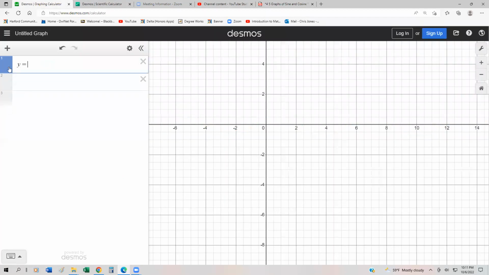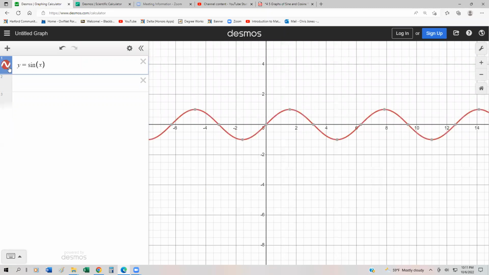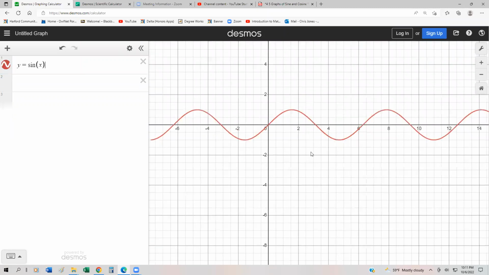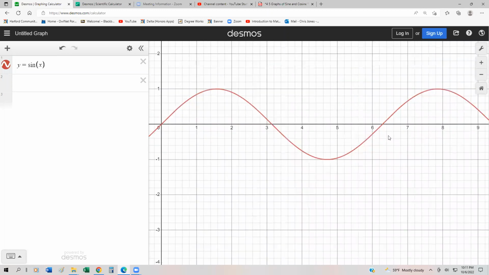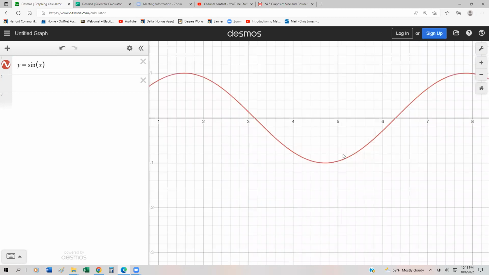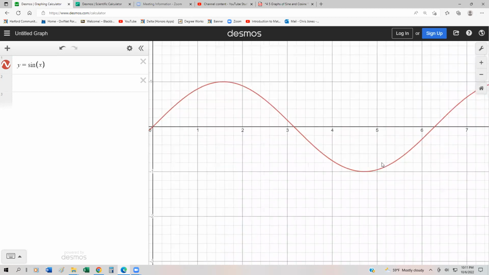We have y equals sine of x. Let me just go ahead and zoom in a little bit. This is about one period. What I'm looking for is just one period of the function. So obviously the period stops here.